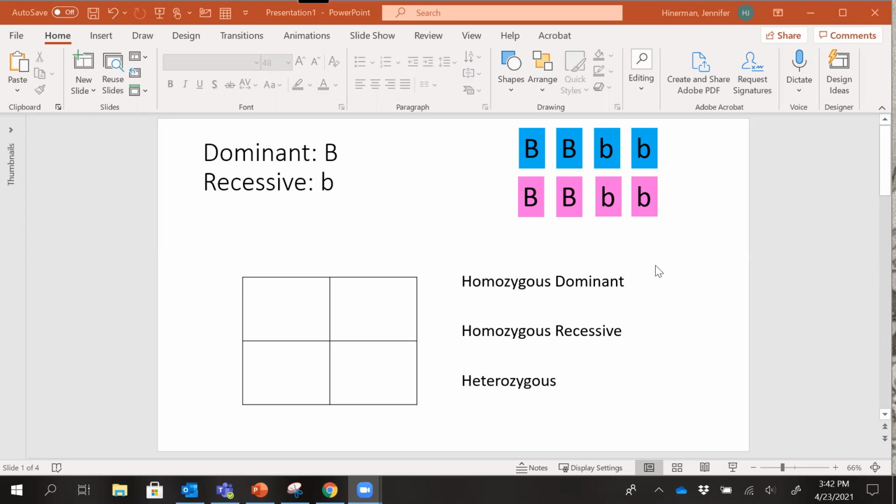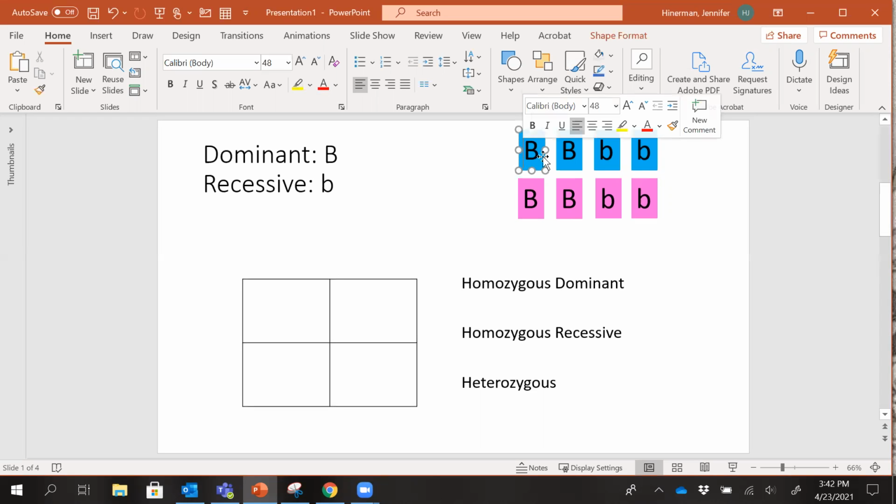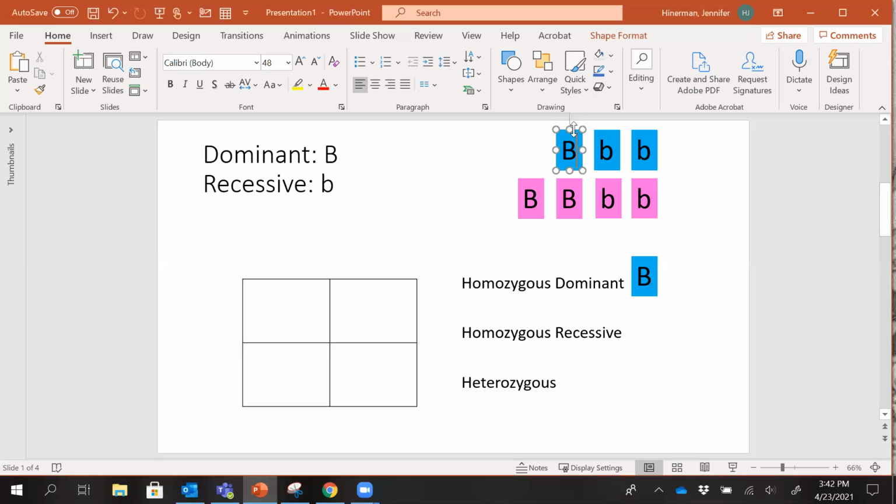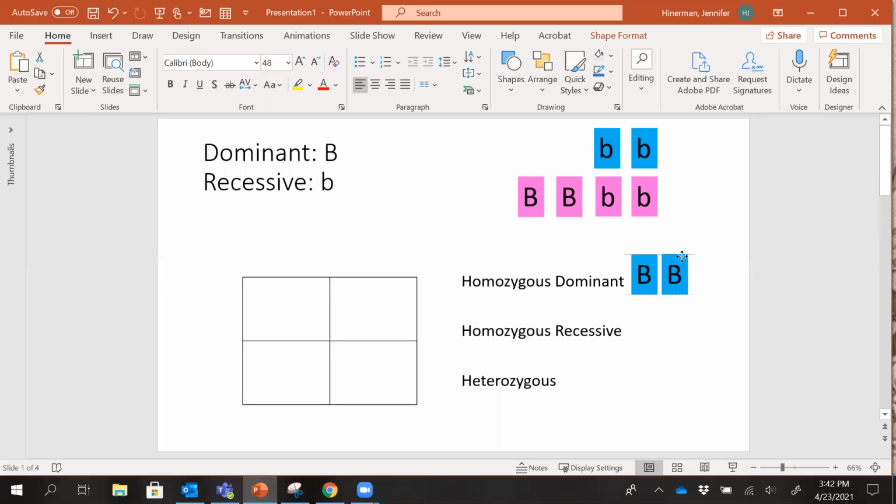Okay. And then I also want to remind us about homozygous and heterozygous versus dominant and recessive. So if somebody was homozygous dominant, that means that they would be two. So dominant means that it's a capital. And remember, homozygous means same. So that would mean that they have two big B's. Okay, so that would be homozygous dominant. So homo means same, and dominant means big letter.